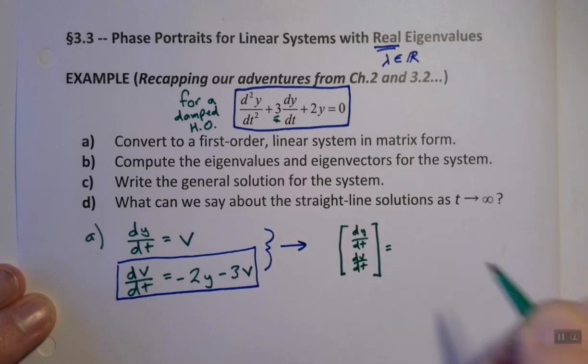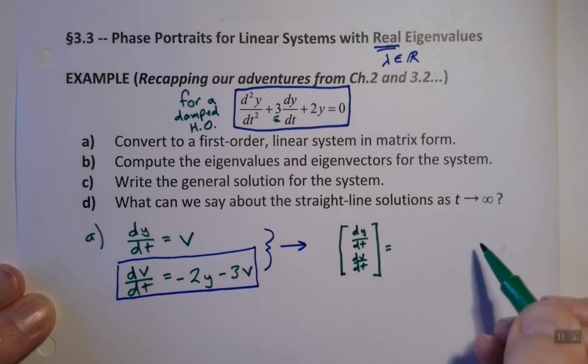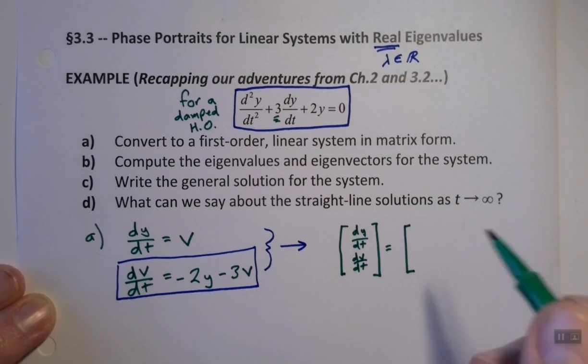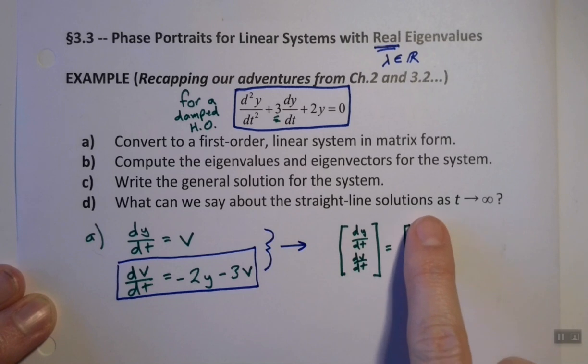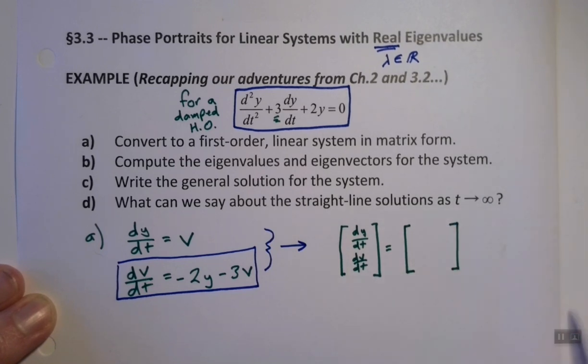That's the left-hand side of our equation. So our derivative is equal to something times our variable. In this case, the something is our coefficient matrix. For our coefficient matrix, I have to be careful of which column represents what variable. My coefficient matrix is going to be 2 by 2.